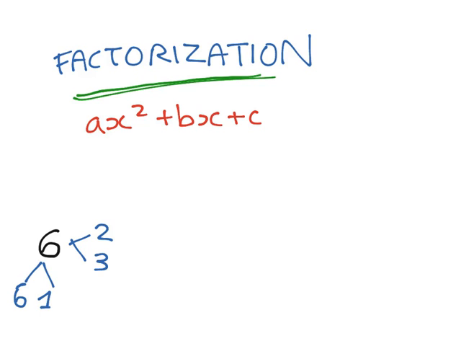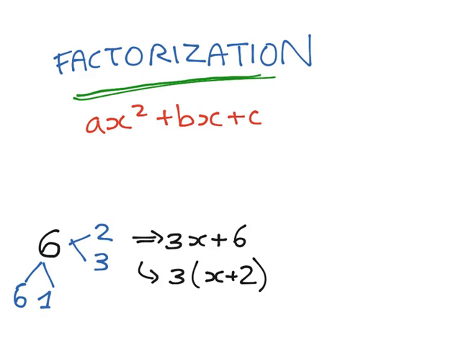If we go a step up in difficulty, the factorization of something like 3x plus 6 would be 3 times x plus 2. This would be the factors of this expression, because when we multiply these out together, we get our first expression. The same way, we're going to look for factors of our quadratic equation. How do we do that?